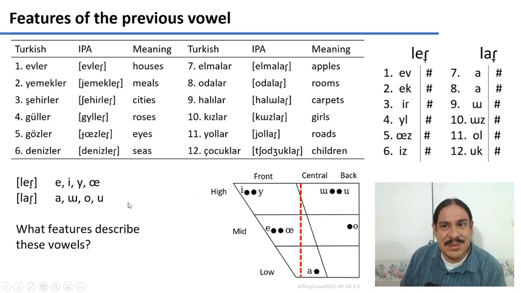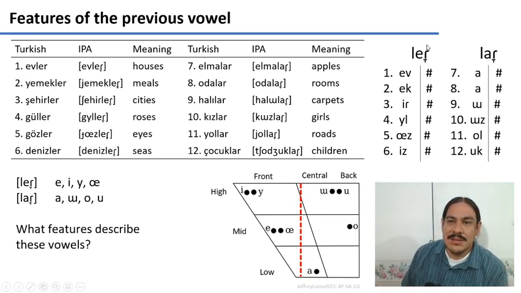Here we might be getting somewhere. The ler allomorph is always preceded by vowels like e, i, ü, and ö. On the other hand, the lar allomorph is preceded by vowels like a, ı, o, and u. So these two are in complementary distribution. The vowels that precede lar never precede ler, and the vowels that precede ler never precede lar. So we have these here.